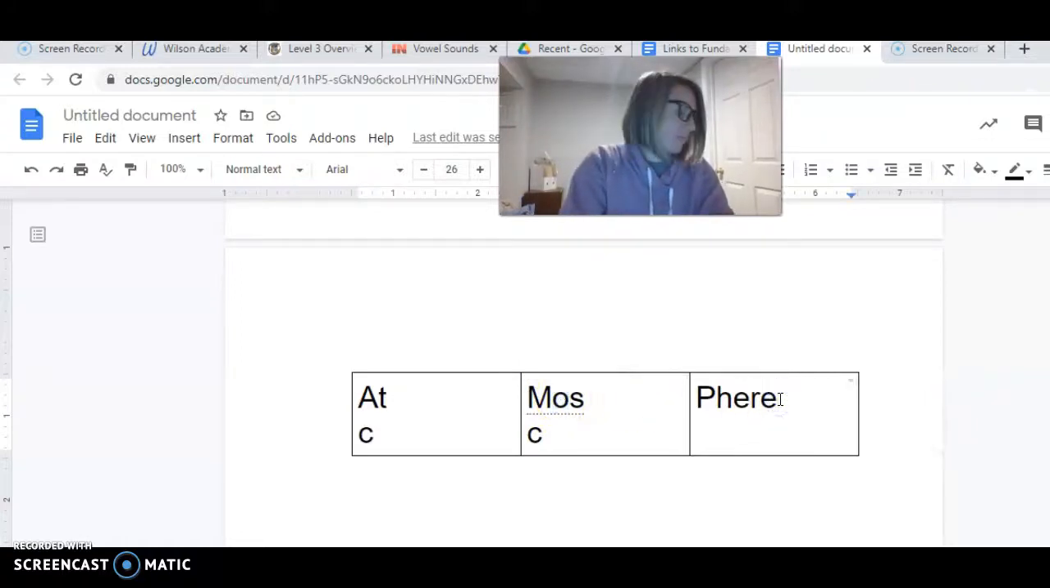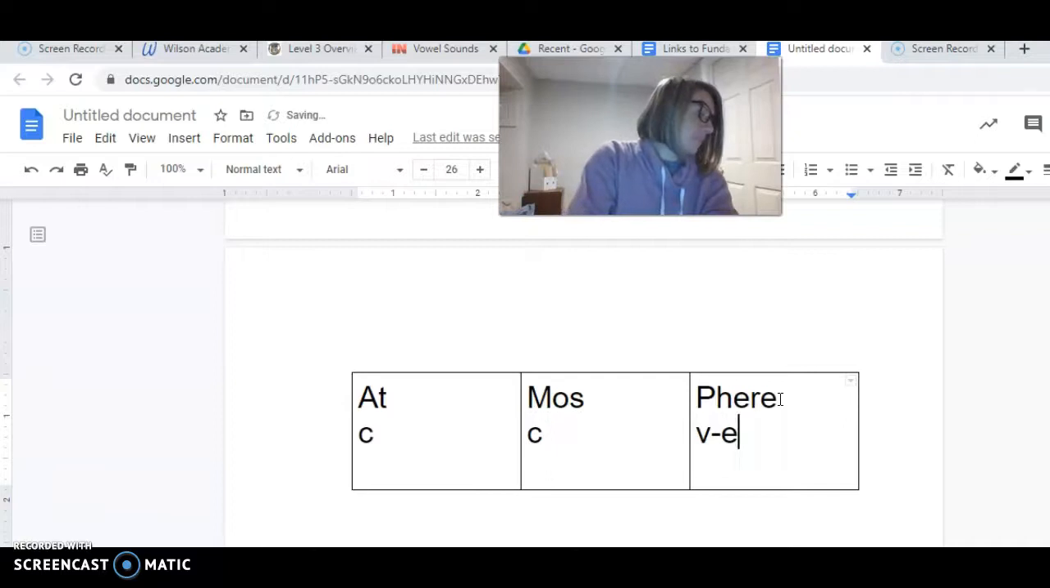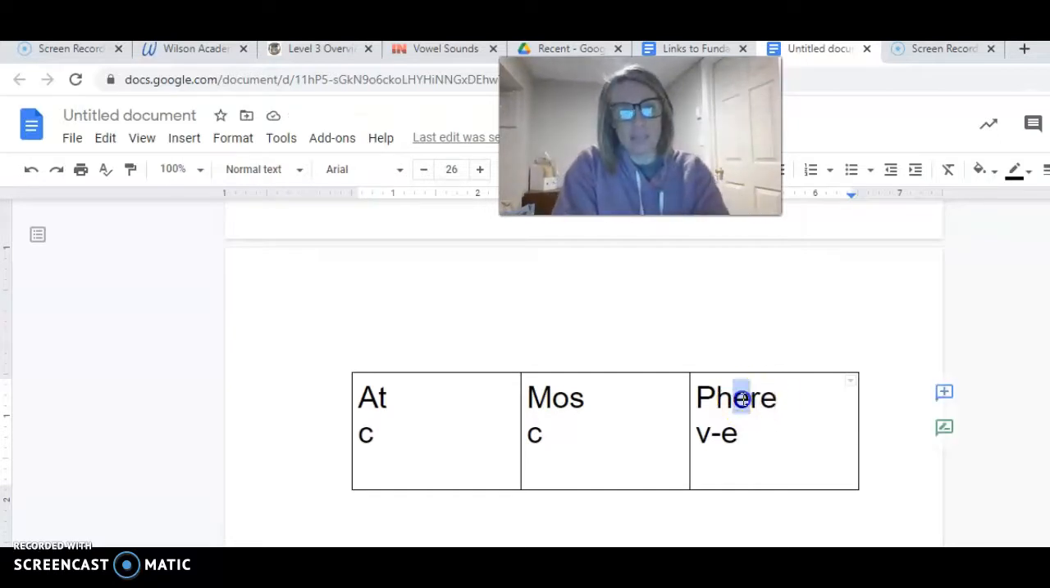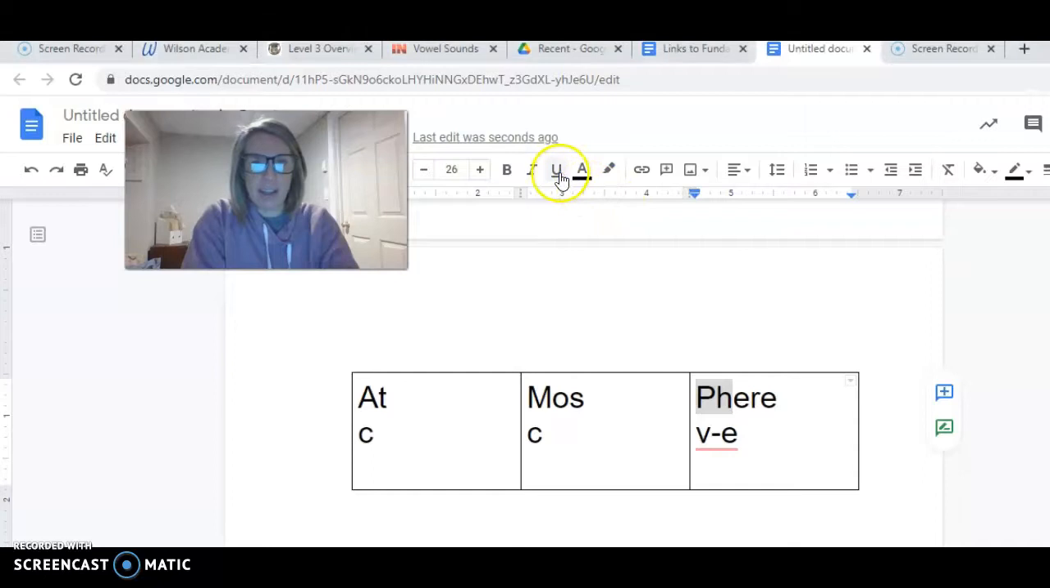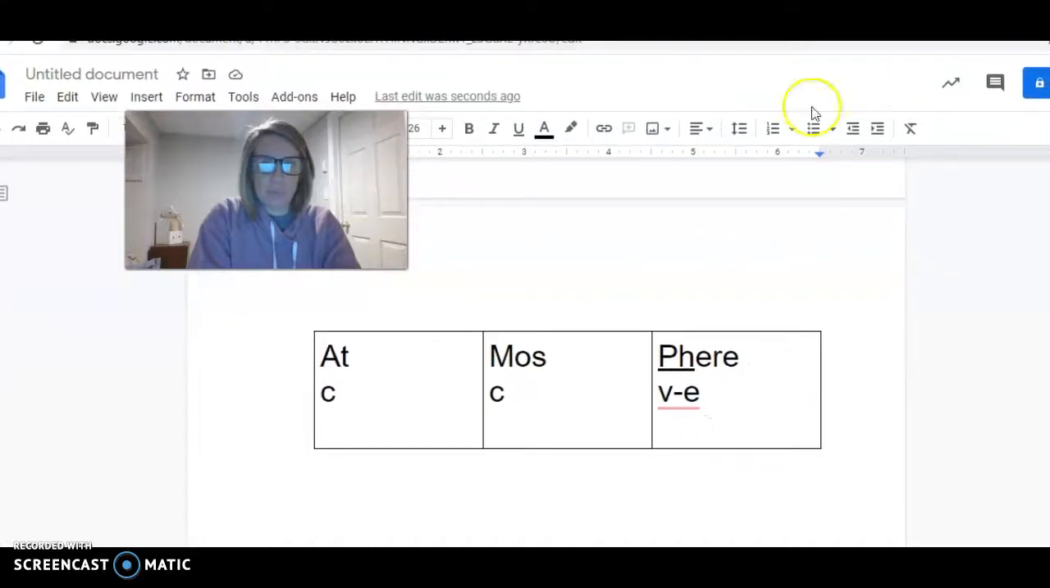And then how about fear? Yeah, it's vowel consonant E. And we know that we would cross off the E and put a macron over this E. And then we just need to mark the PH as a digraph. Atmosphere.